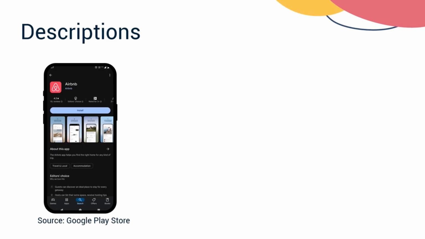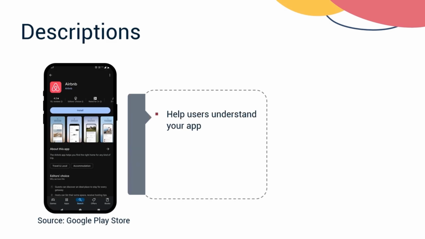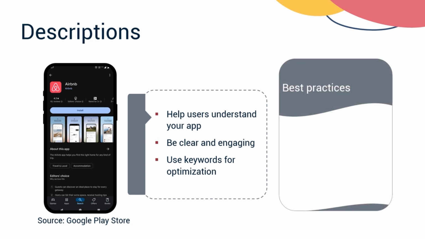The app description helps users understand what your app does. It's important to be clear and engaging while including relevant keywords for search optimization. Some best practices include starting with your app's main benefits, structuring the description with bullet points to make it easy to read, and including a call to action to encourage users to download your app.